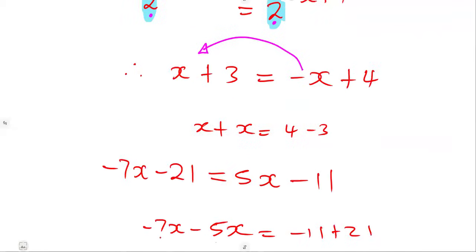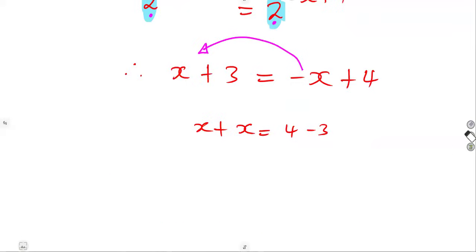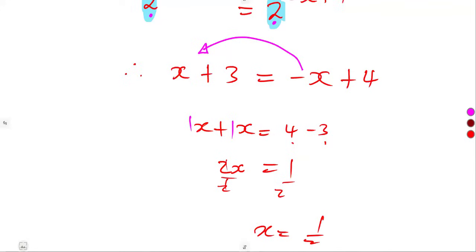So let us add x plus x. That is 2x. So here we're going to have 2x, x plus x, which is the same as 1 plus 1. So that's 2x, which is 4 minus 3. That's 1, divided by 2 on both sides. So our x is going to be 1 over 2 at the end.